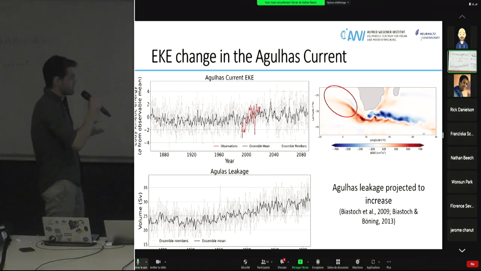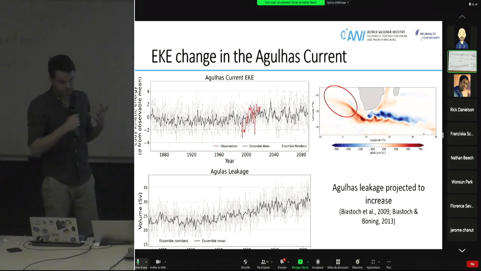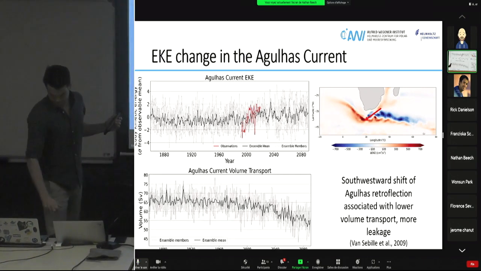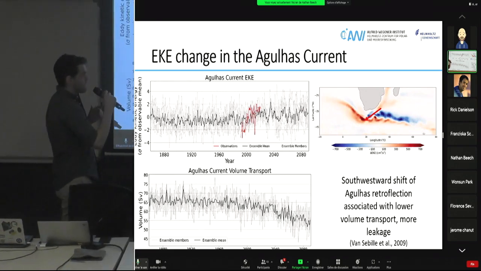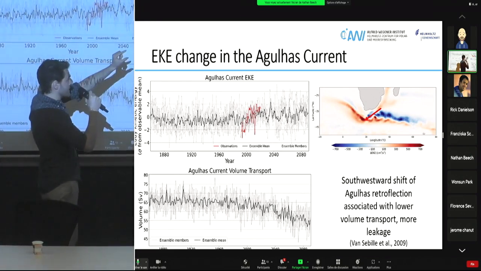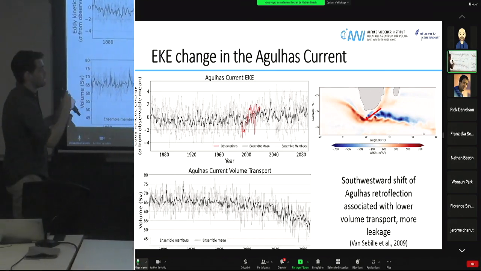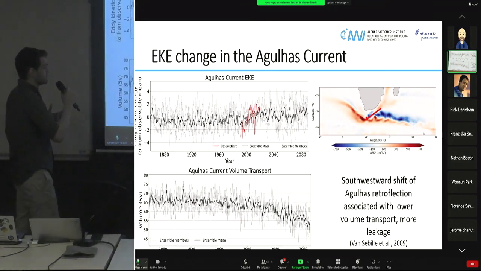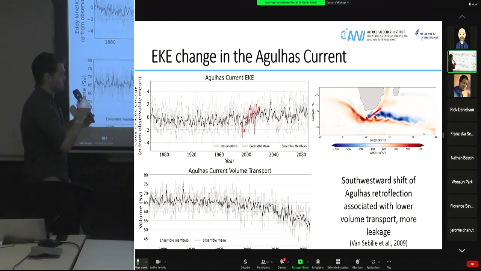This is something that's already been projected in the context of climate change, and for a few dynamic reasons, which we'll get into later. So, as well, looking at the spatial changes of eddy kinetic energy, you can also notice a southwestward shift of what appears to reflect the Agulhas retroflexion. This is something that's also associated with greater Agulhas leakage, as well as lower overall volume transport through the Agulhas current.